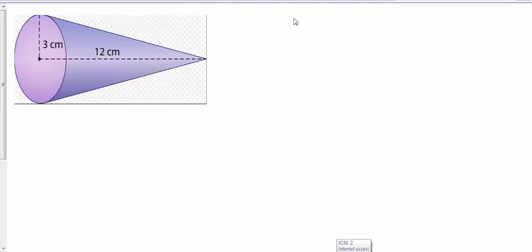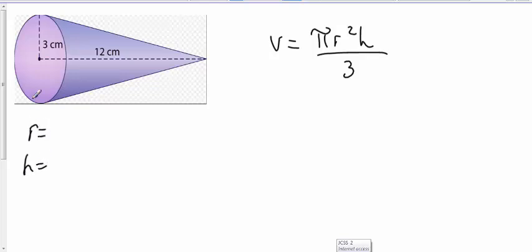Okay? Now, let's look at this particular example. I recommend every time that you're working one to make sure that you are writing the equation. Volume equals pi r squared h over 3. Now, we need the radius and we need the height. Well, the radius comes from the circle shape. So they give us a radius of 3 and a height. Well, if we were to turn this on its side, the height of the cone would be 12.